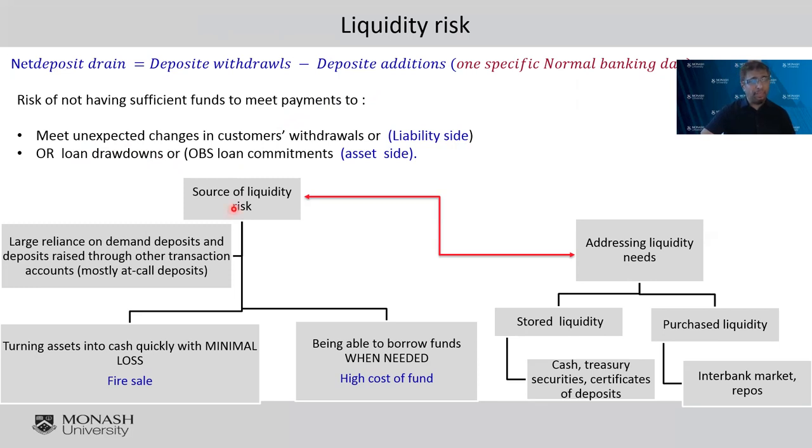So just to summarize, this is the source of liquidity, which can be very risky if you rely on demand deposits, and deposits raised through other transaction accounts, mostly call deposits. We have so many types of demand deposits, not only the current accounts and not only the retail deposits. These have a high risk of withdrawals. And what would happen when you have a liquidity problem? You will have to do two things.